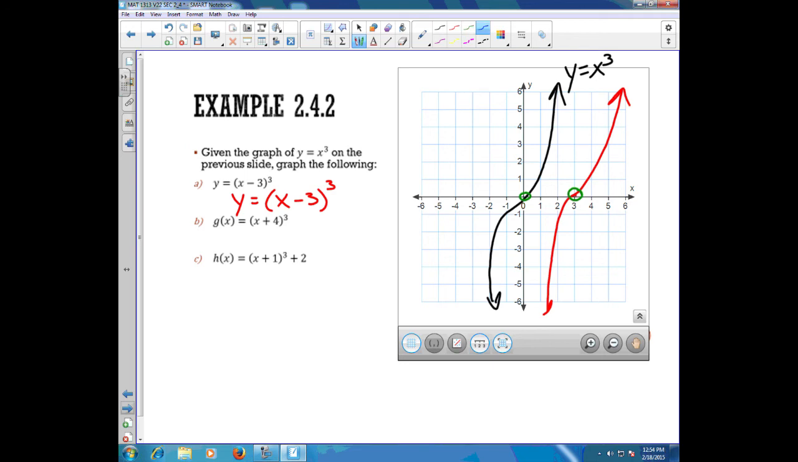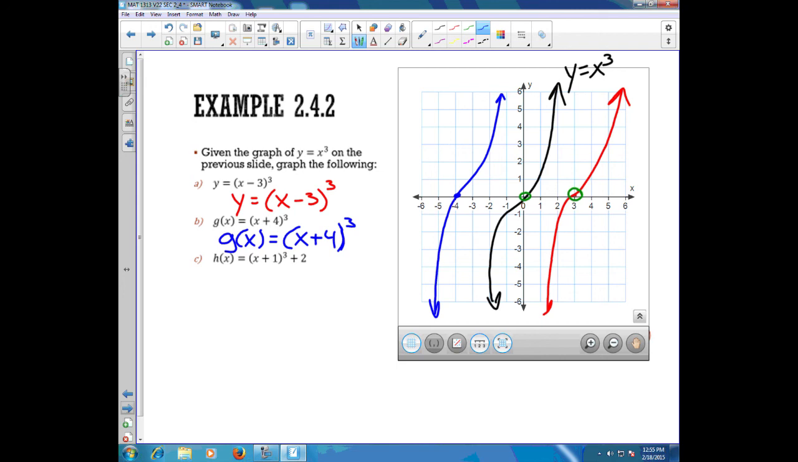So now we want to try the next graph. We've got g of x is equal to (x plus 4) cubed. And so that plus 4 just means we're going to shift to the left 4 units. So the same picture, but shifted to the left. Notice we shifted that 0 point. So that negative 4 plus 4 is 0.